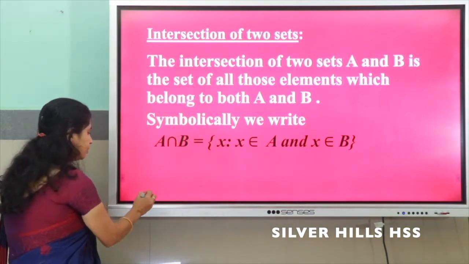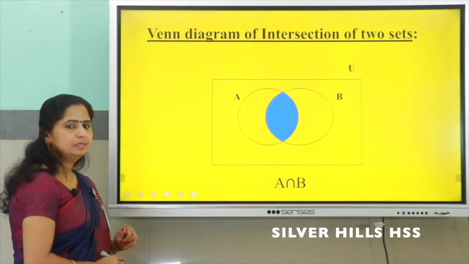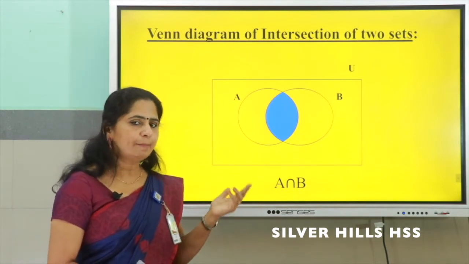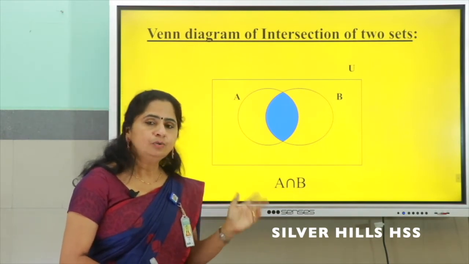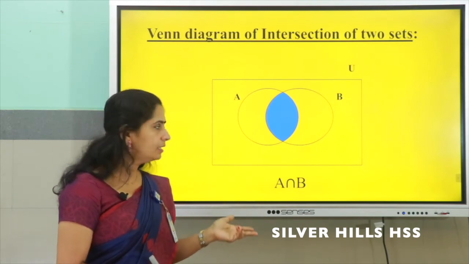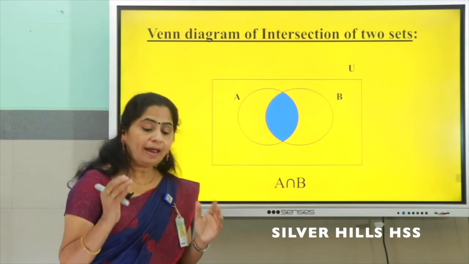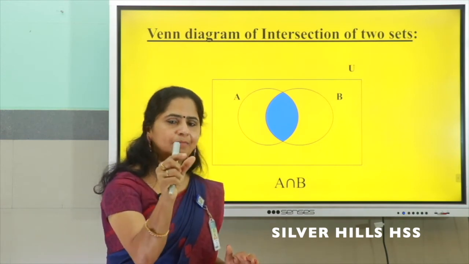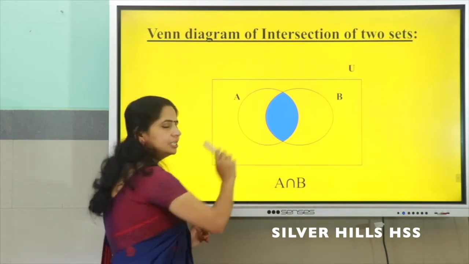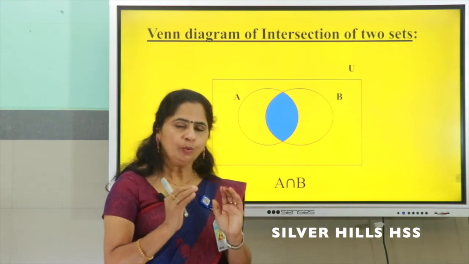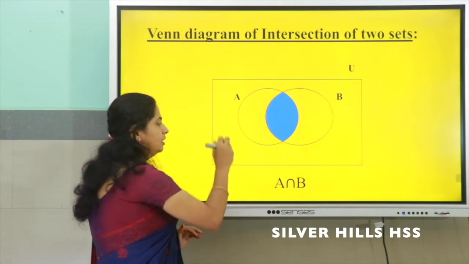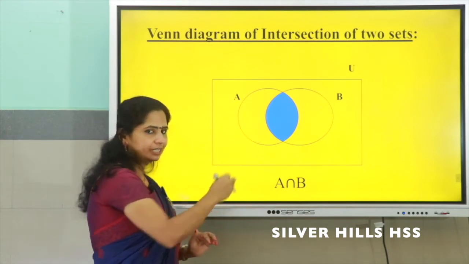Let us see how we represent this intersection of sets by a Venn diagram. As usual, we take a universal set represented by a rectangle and two sets we draw in the form of circles. So, you can see that A intersection B means what? It is the portion which is common to both A and B. You can see that this shaded portion is common to both A and B. So, for A intersection B in the Venn diagram, we have to shade the middle portion.